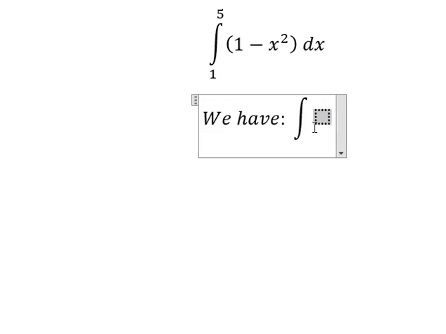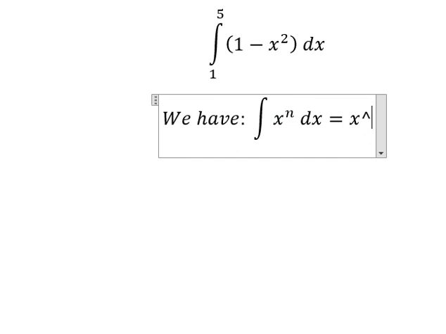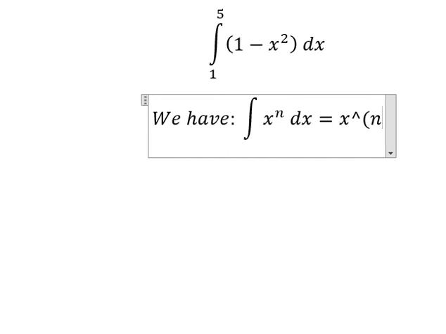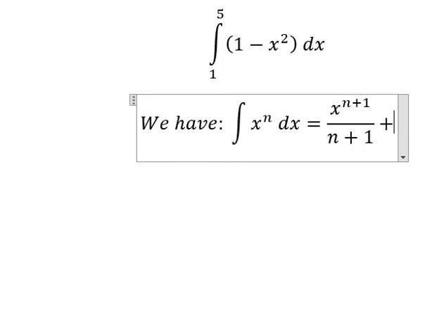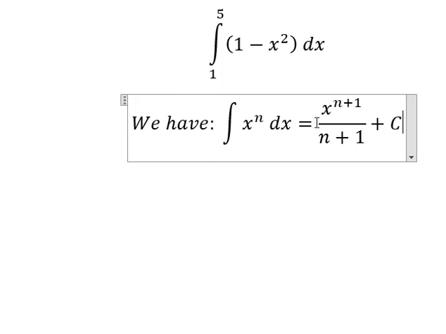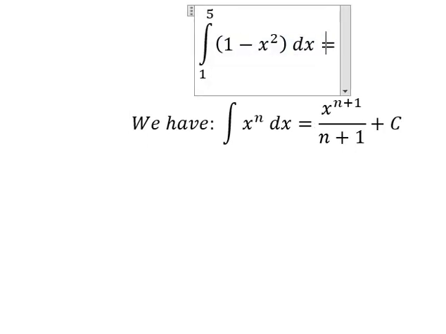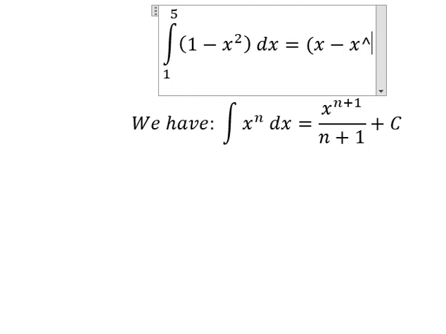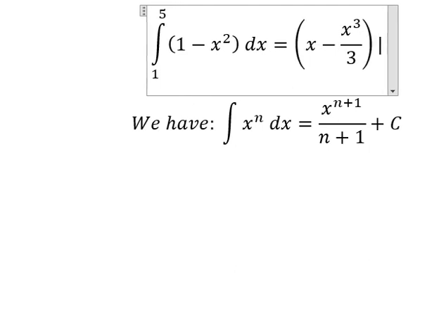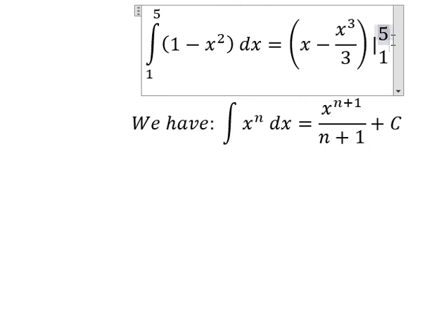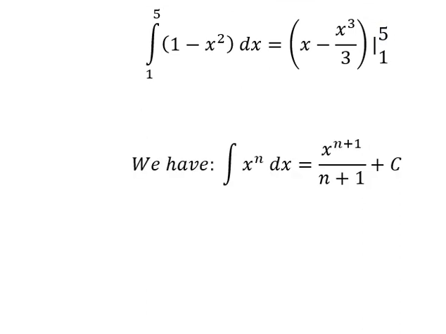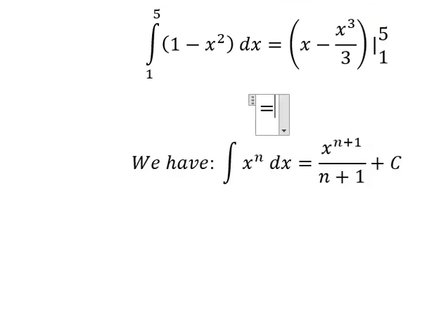The integration of s to the power of n ds. We have s to the power of n plus 1 over n plus 1, and then I will put c. Now we can apply the formula in here, and now I will put the bounds from number 1 to number 5. So we have the final answer in here.